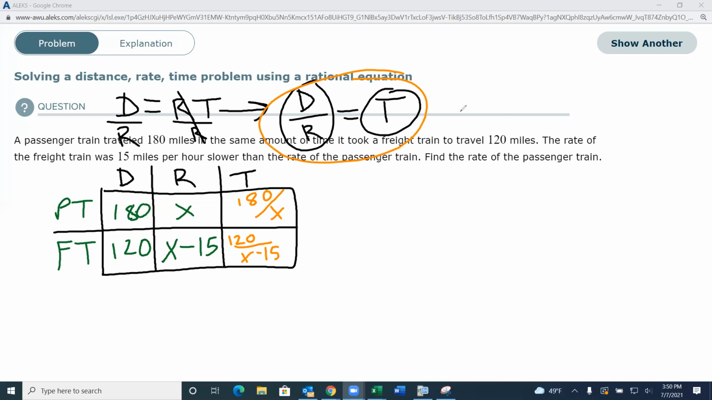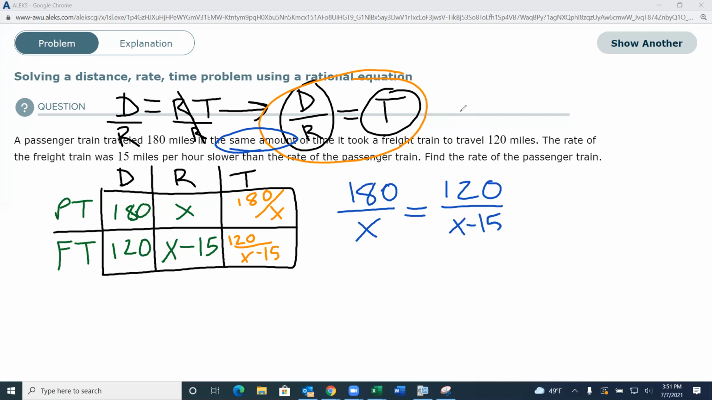So what else do we know about the times? Well, it says that it took the same amount of time. So these times are the same, whatever they are, they're the same thing. So I can use that to set up this proportion. Those times are the same. So now I've got a proportion and I can cross multiply. 180 times x minus 15 equals 120x.